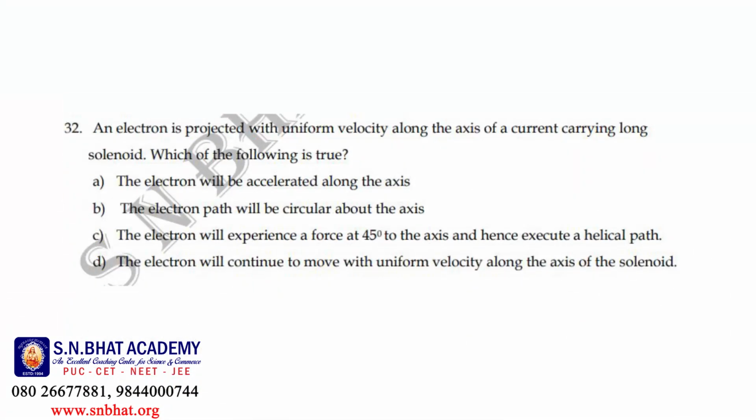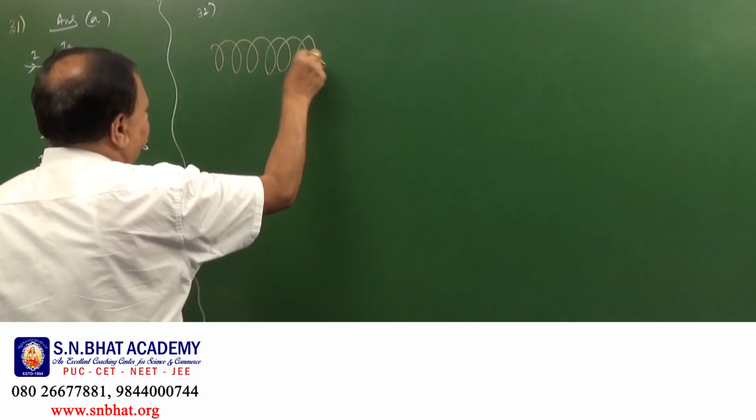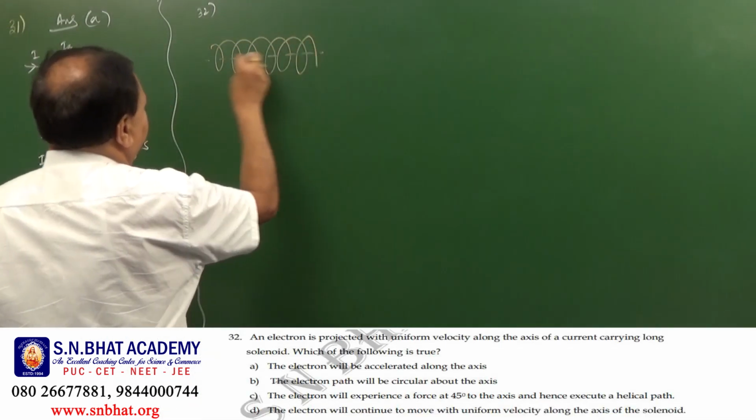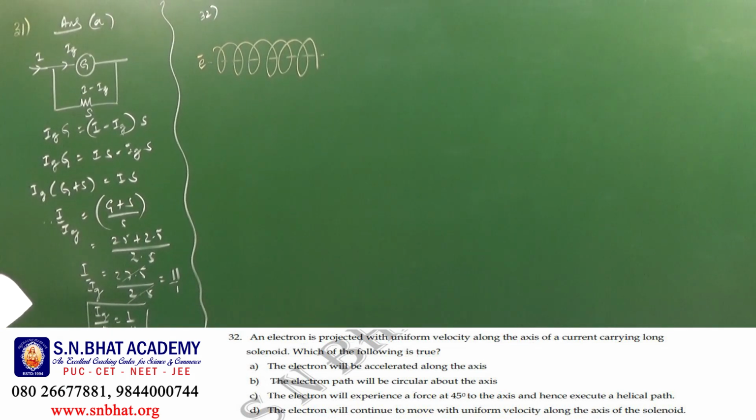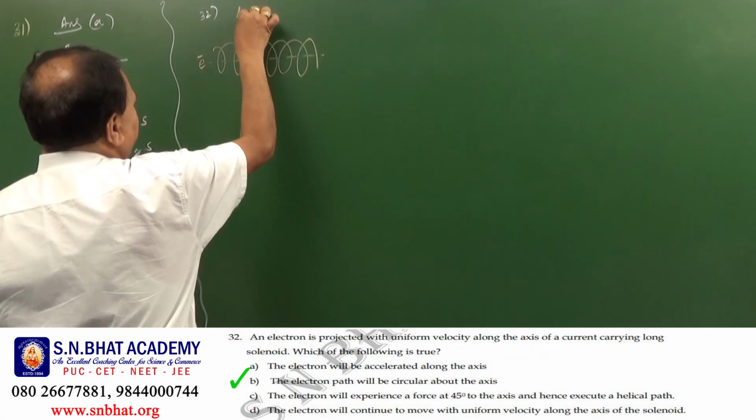Question number 32. Now 31 is over and it is 32. An electron is projected with a uniform velocity along the axis of a current carrying long solenoid. Here is a current carrying long solenoid, and you are projecting an electron along this axis. Which of the following is true? You mark D as the answer for this question.